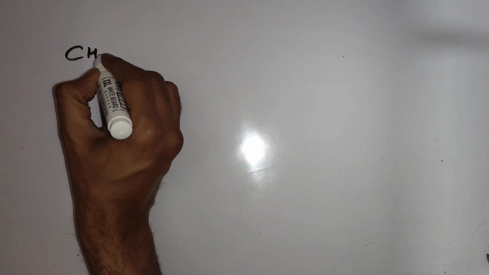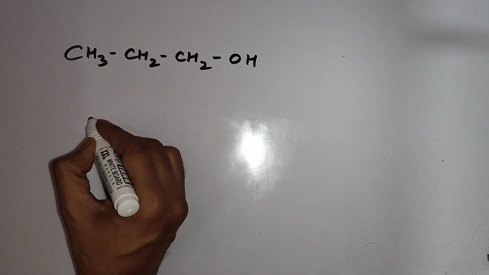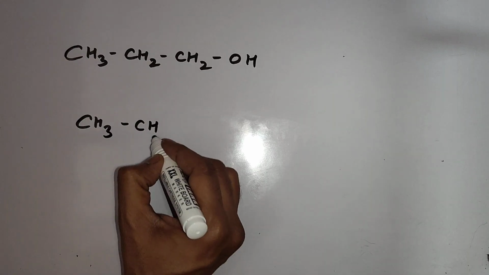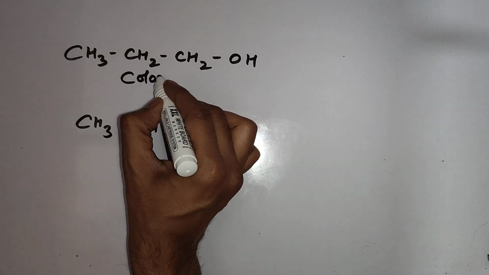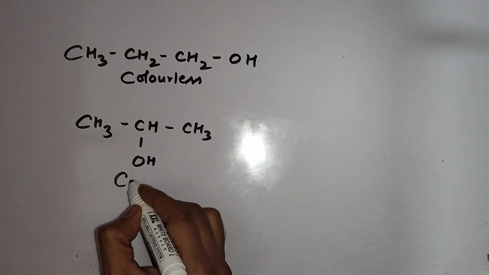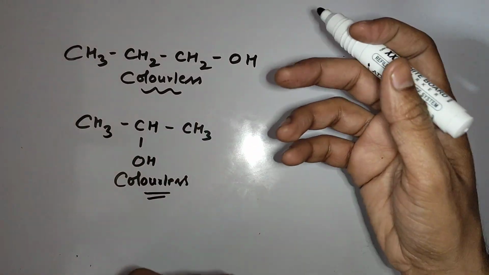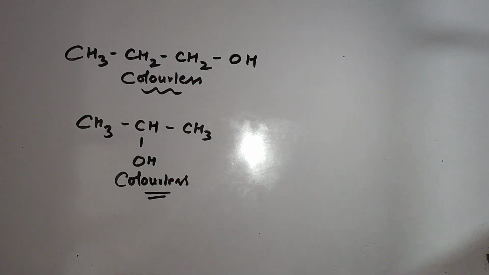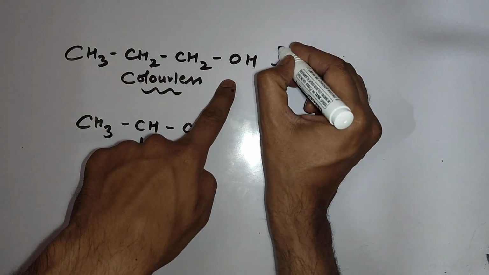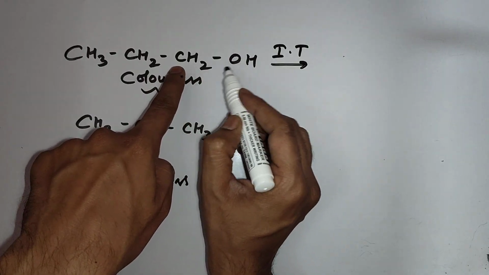Suppose I have propane 1-ol, CH3 CH2 CH2 OH, and I have propane 2-ol, CH3 CH OH CH3. Both liquids are colorless. Both alcohols are colorless. Now, if through a chemical test I have to judge which is propane 1-ol and which is propane 2-ol, the iodoform test is the best test. How? If I perform the iodoform test here, will it give a positive iodoform test?